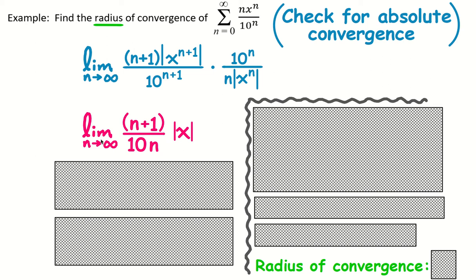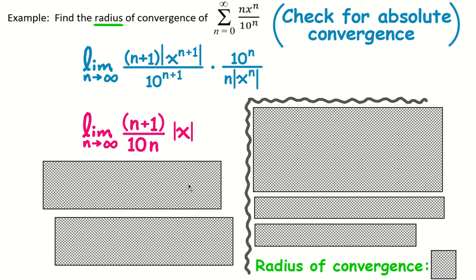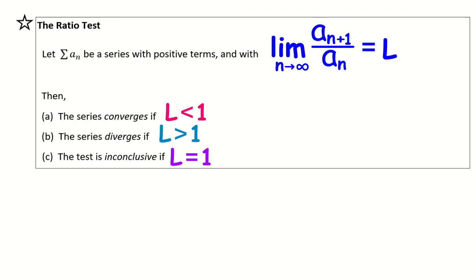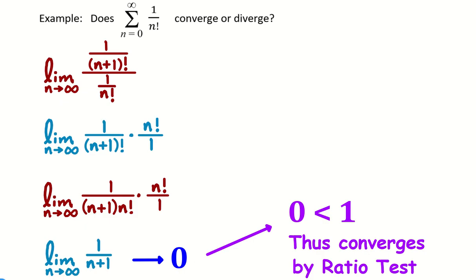So, if we let n approach infinity, what do we got? If n approaches infinity, wouldn't this be 1/10? So this is the limit we got. This is like our L. Now, what did the ratio test say? It converges as long as L is less than 1.